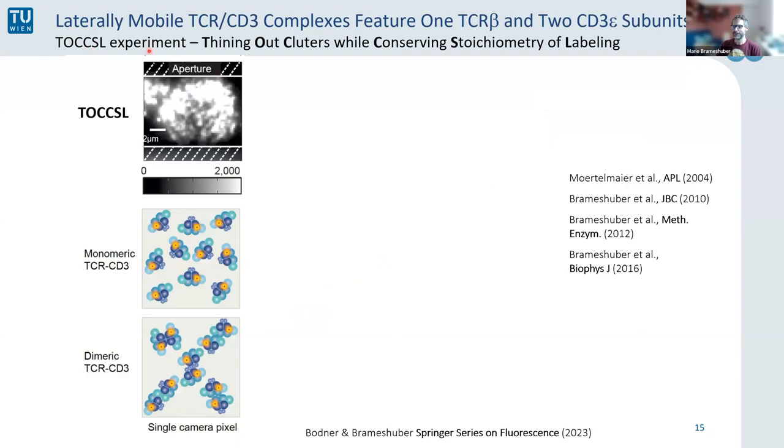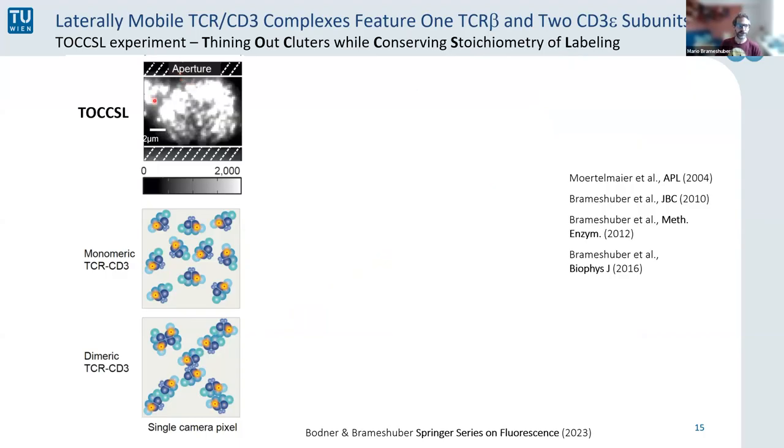TOCCSL stands for thinning out clusters while conserving the stoichiometry of labeling. And this is very simple. You will immediately recognize that it's a FRAP approach. Fluorescence recovery after photobleaching is a very famous approach to study membrane proteins, for example. This is rather similar, but it's on a single molecule level.